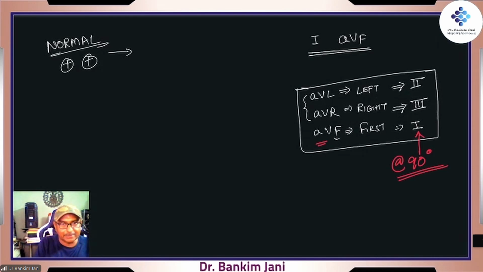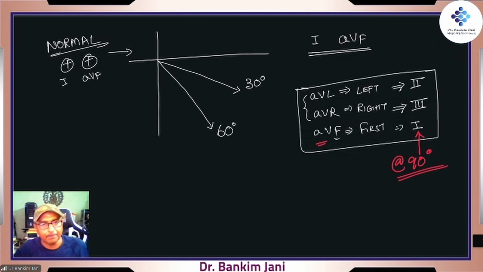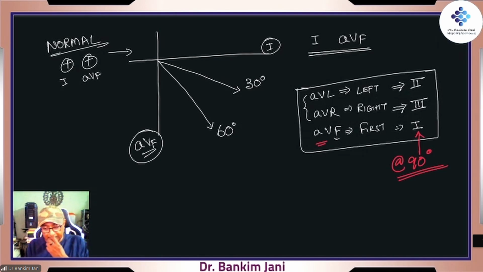So I'm taking the first example. Plus, this is lead 1 and this is lead AVF. You have seen plus. So now there will be 2 possibilities. The axis is either at 60 degree or axis is at 30 degree. They both are normal. But because first we are learning the normal one, that's why we are taking this example. This is AVF. Right? So either the axis is at 30 degree or 60 degree.